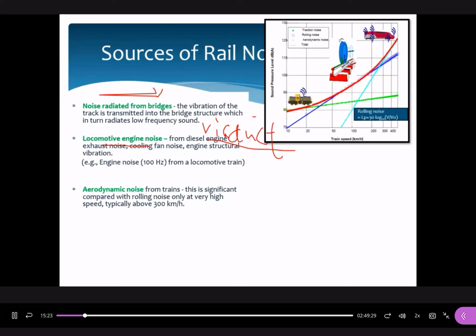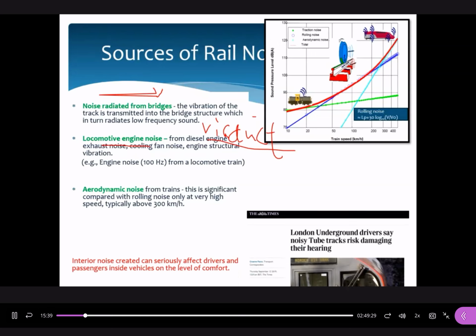So we have now developed the maglev type, because the maglev without the use of wheels just follows the principles of magnetic effects. We can achieve speeds of up to 300 km per hour.